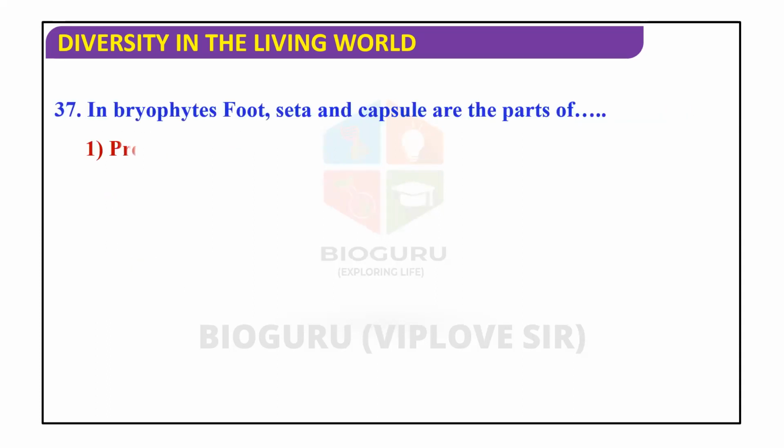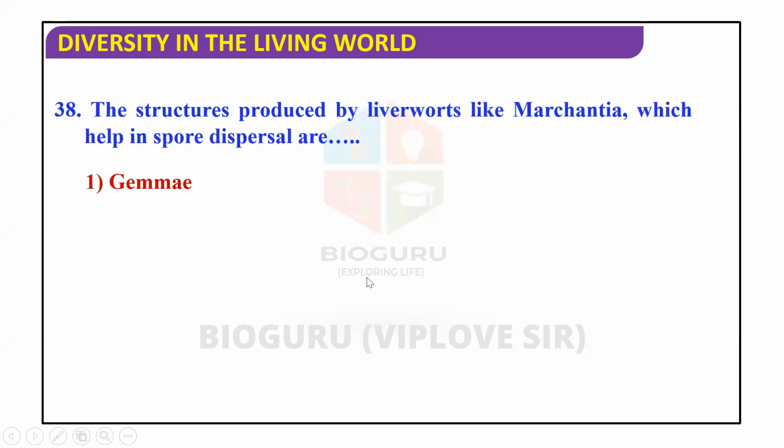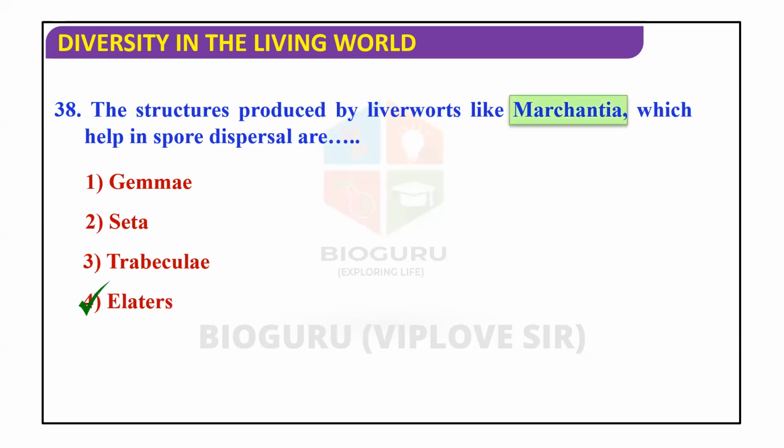Then in bryophytes foot, seta and capsule are the parts of protonema, gametophore, sporophyte or sex organs. It is sporophyte. The structures produced by liverworts like Marchantia which help in spore dispersal are gemma, seta, trabeculae or elaters. The right answer is elaters.